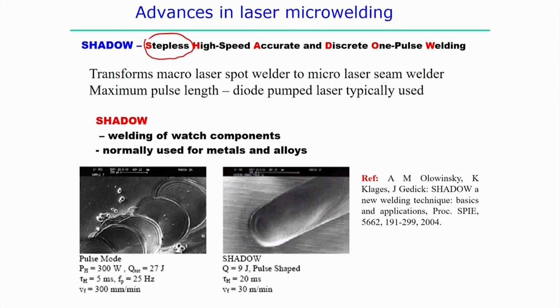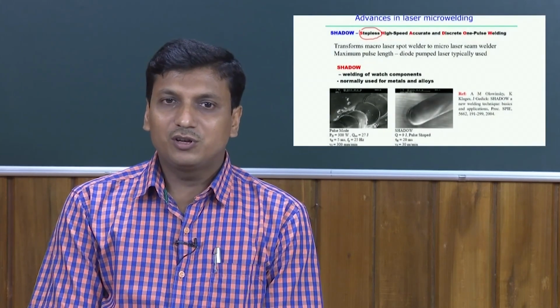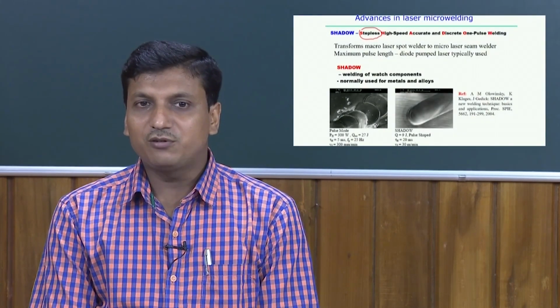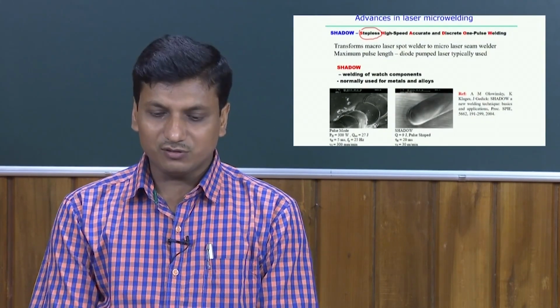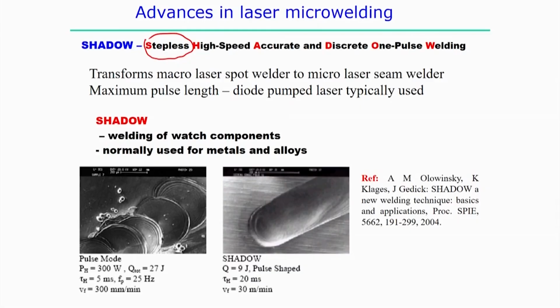So, here maximum pulse length is possible in the diode pump laser. That is why diode pump laser is typically used to develop these shadow techniques. A little bit of explanation of these shadow techniques, if we look into these two figures.